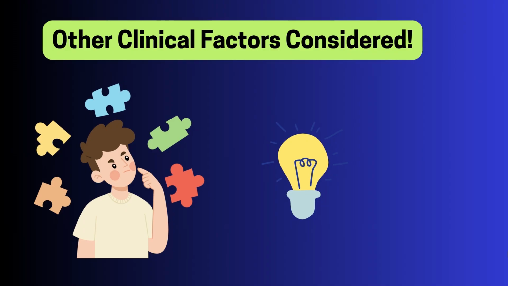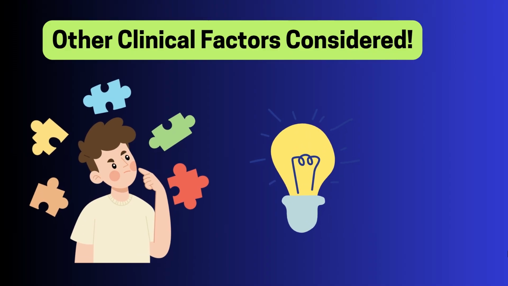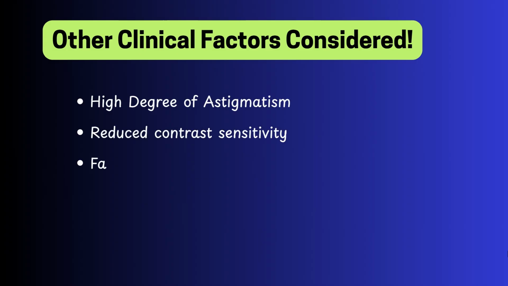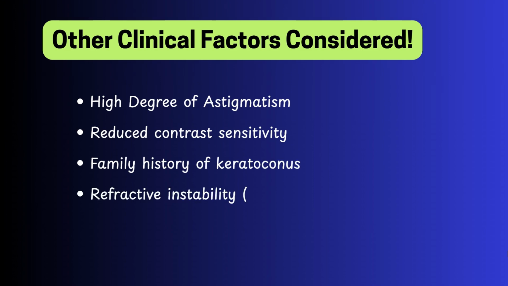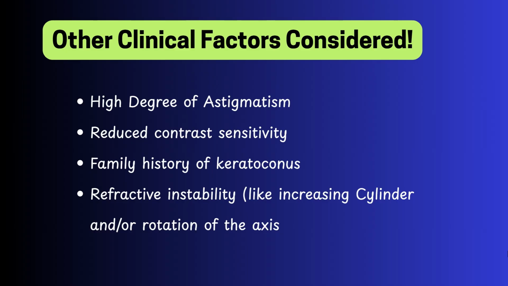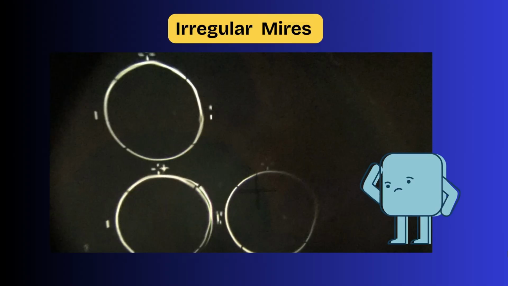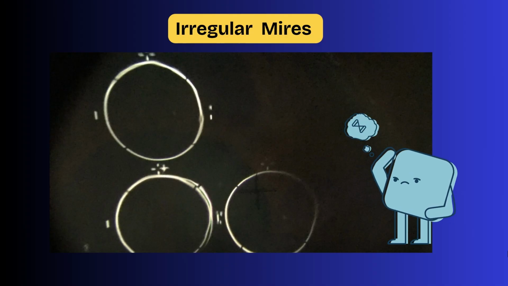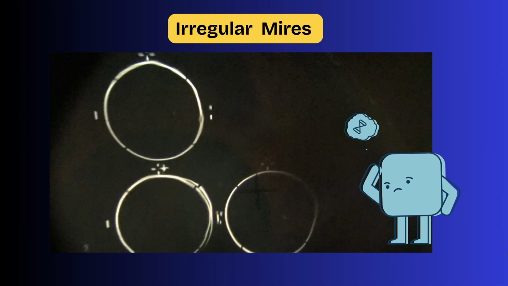Additional suspicious features which can be seen clinically include high degrees of astigmatism, reduced contrast sensitivity, family history of keratoconus, and refractive instability, that is, increasing cylinder or axis rotation, and a higher prevalence in Asian and Indian ethnicities. In fact, when such patients are tested with a manual keratometer, you will often observe distorted or irregular mires, making it difficult to get reliable readings.